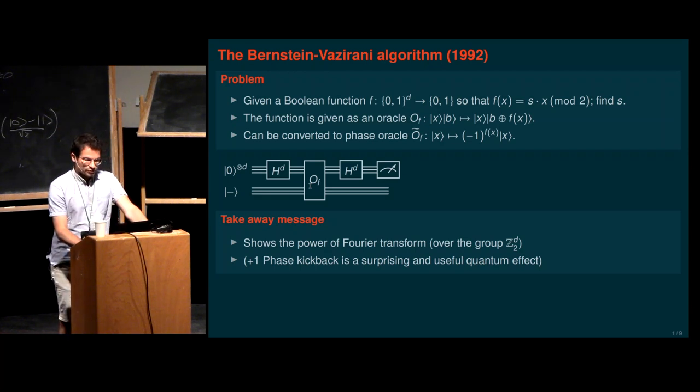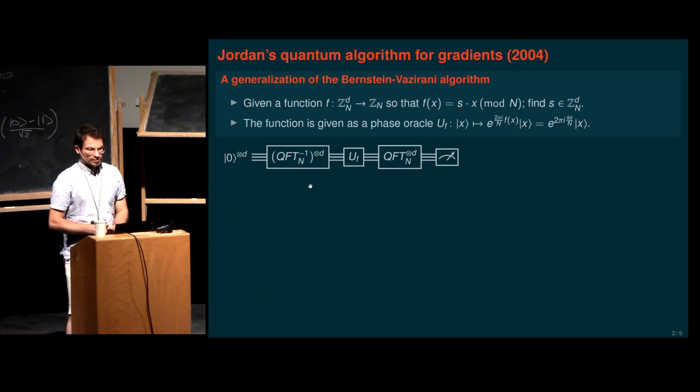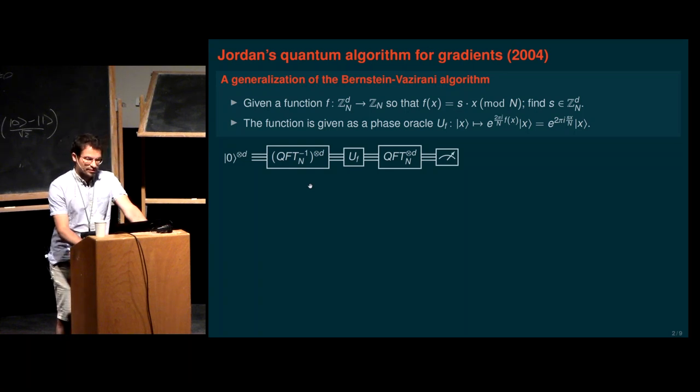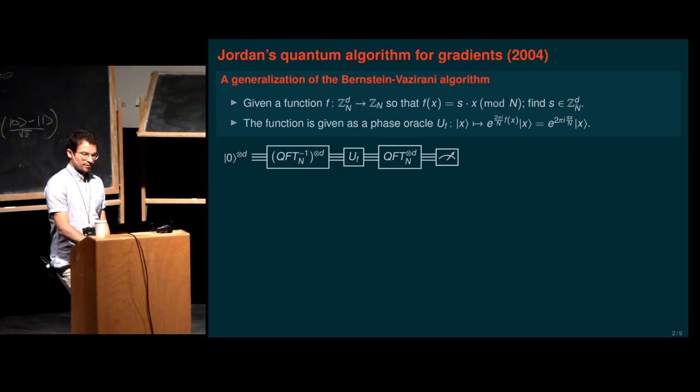And we would like to transform this nice observation to something more related to real-world problems, because this problem is rarely occurring in practice. And as a warm-up to Jordan's algorithm, that is a version of basically multivariate phase estimation, I wanted to generalize this Bernstein-Vazirani algorithm to the case when you don't have Z2, but Zn to the power d. And you have a Zn linear function, which is as before, f of x equals s times x modulo n, where s is some unknown string in Zn to the power d.